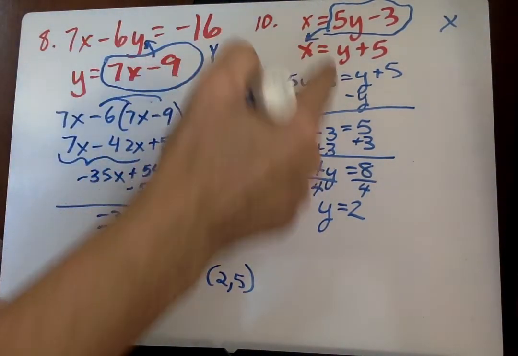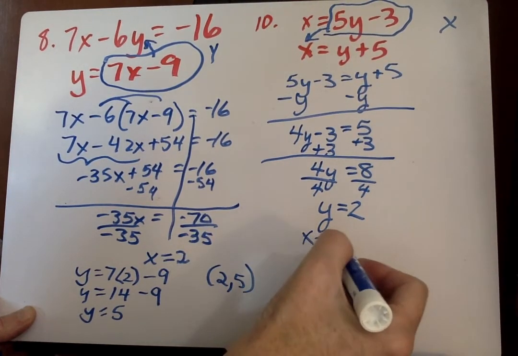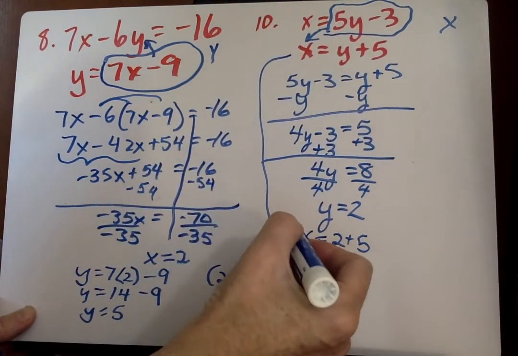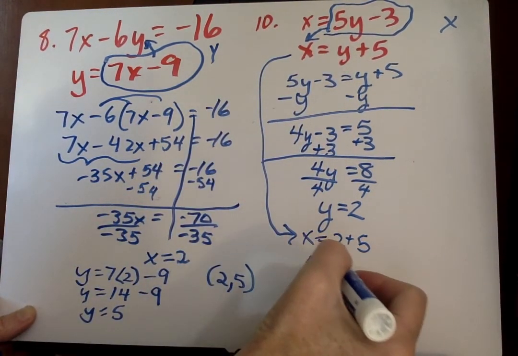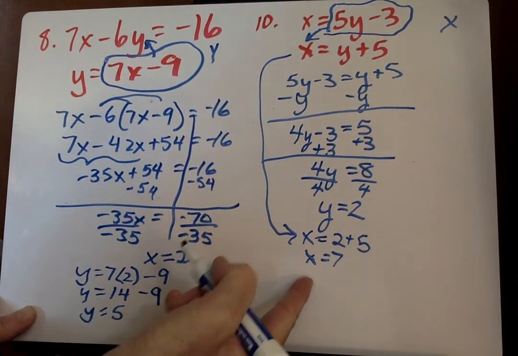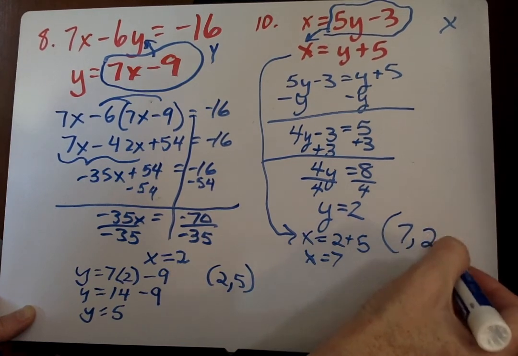Now we're going to go ahead and plug it back in. We could do either one. To me, the easier one is 2 plus 5. So again, I bring that down here, and x equals 7. So again, we put it in ordered pair form. X has to go first. So we can put 7, 2.